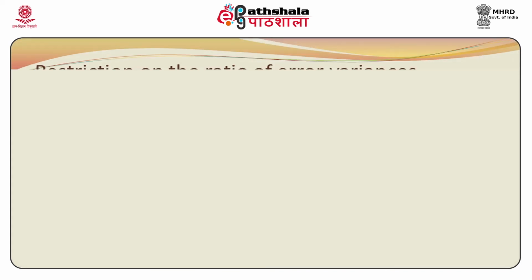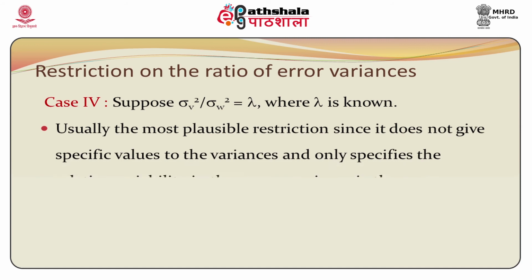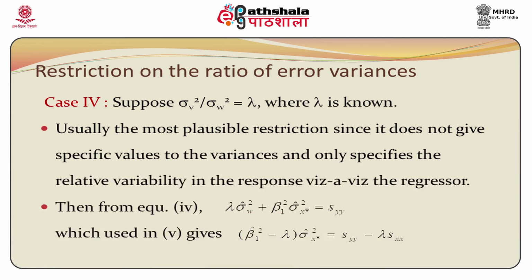Now, let us come to the fourth case. In the fourth case, we assume that sigma v square by sigma w square is equal to some known constant lambda. Now, again this is a plausible assumption, and we are saying that the variance of the error for the response by the variance for the explanatory variable, this proportion is known to us. So, we are not giving exact values of sigma v square, sigma w square. We are only saying that one is equal to the other or maybe twice the other, etc. So, it is just a proportionality idea that we are using, and this is much easier to conceive than getting the exact values of these variances.